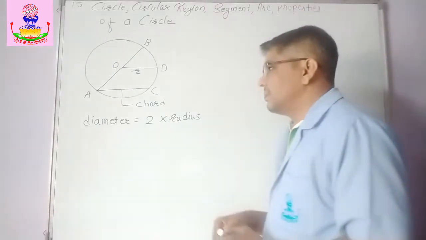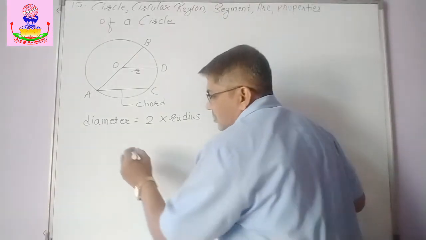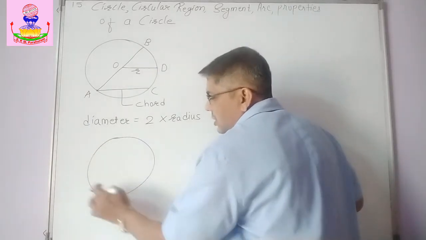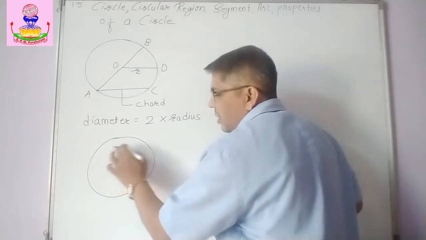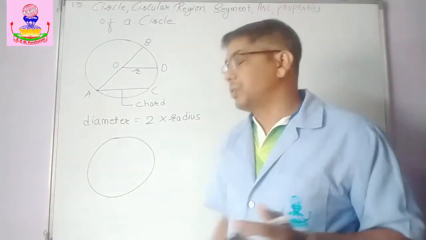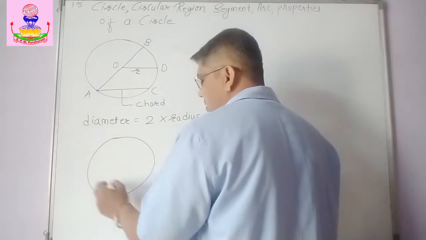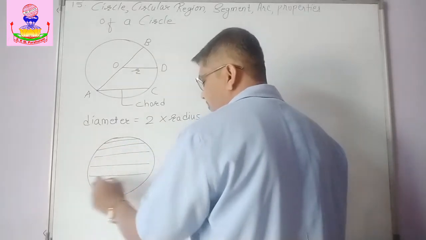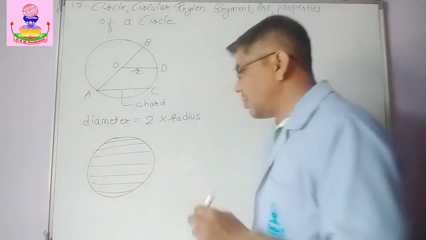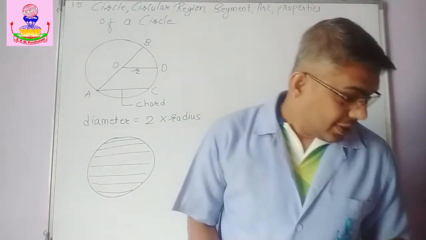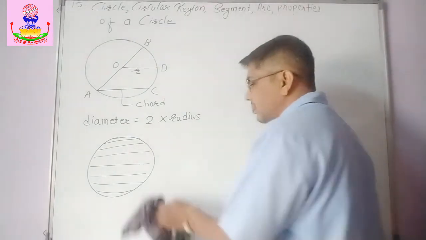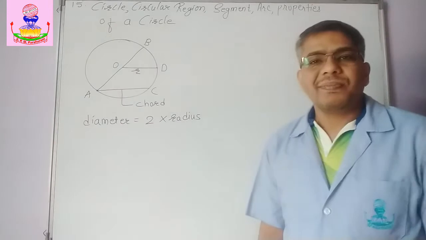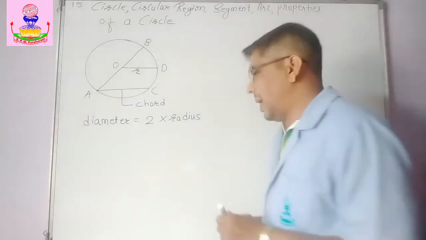Circular region is nothing but the points on the circle and in the interior of the circle together constitute the circular region. So this total is the circular region. And this circular region, depending upon the points on the circle, can be divided into 2 parts.